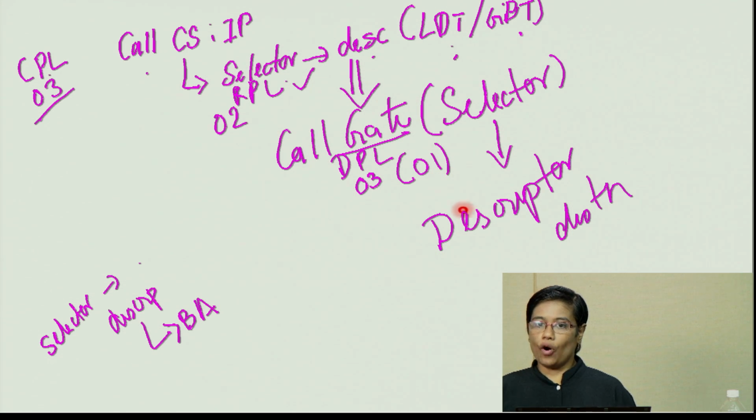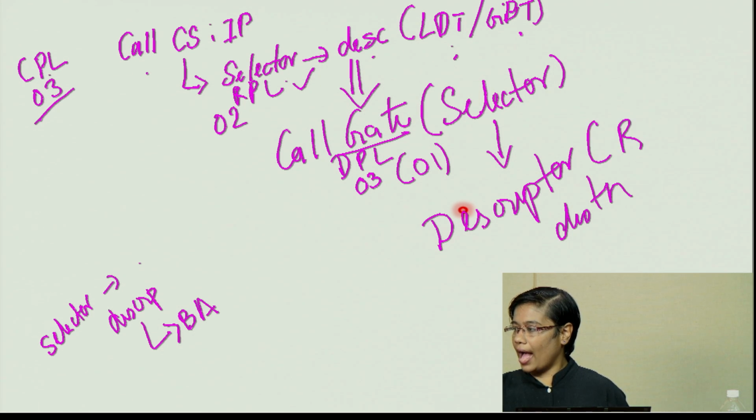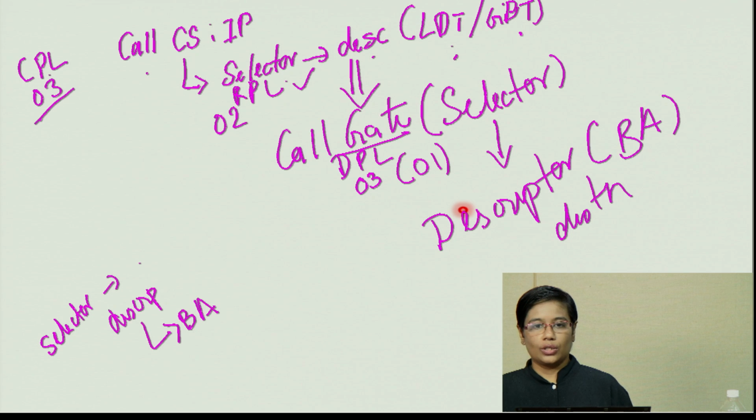This selector points towards a descriptor. This descriptor is going to have the base address. So this is going to be at 2 levels it is done. Protection is going to be more.